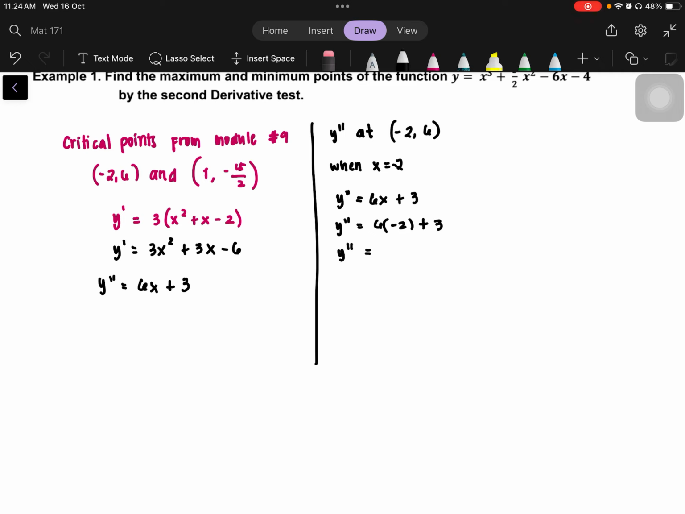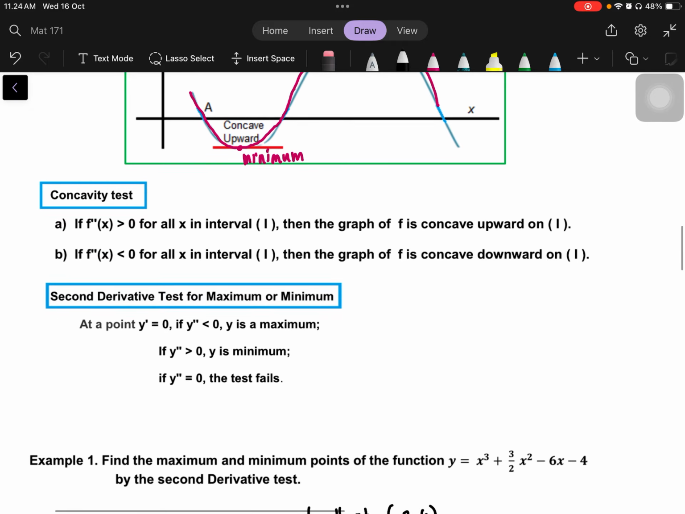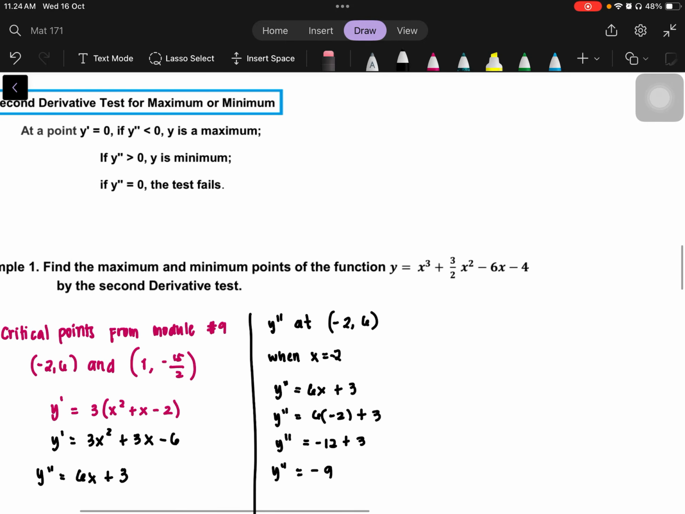We have negative 2 plus 3. Y double prime is now 6 times negative 2, which is negative 12, plus 3. Then, y double prime is now negative 12 plus 3, which is negative 9. Okay. Ano ba sabi sa atin kanina? If your y double prime is less than 0, it is a maximum.